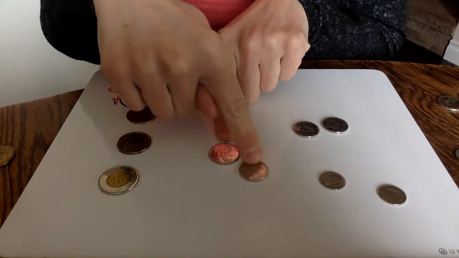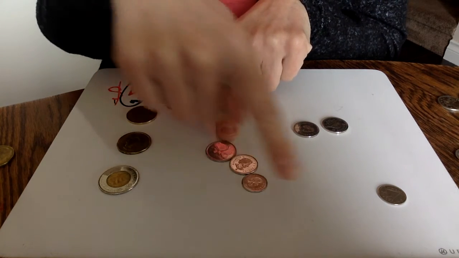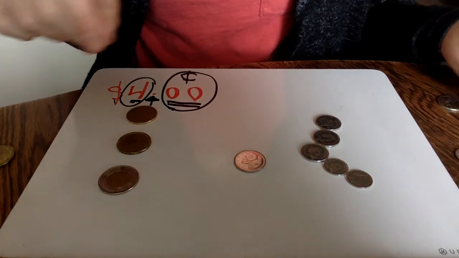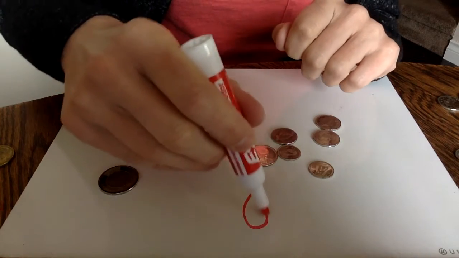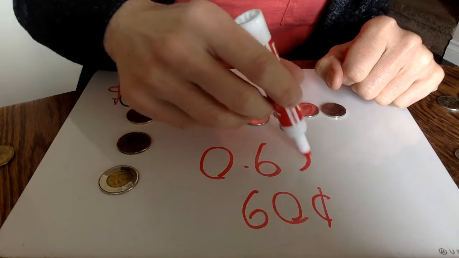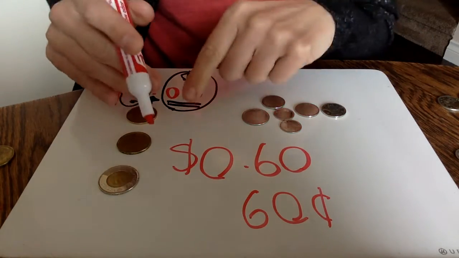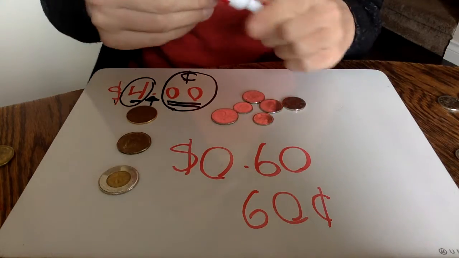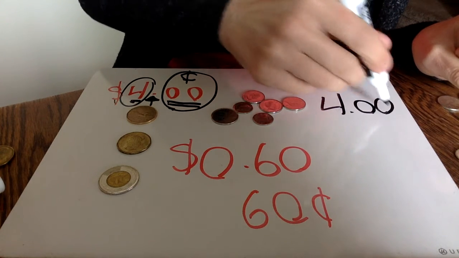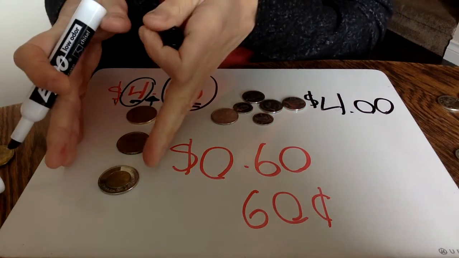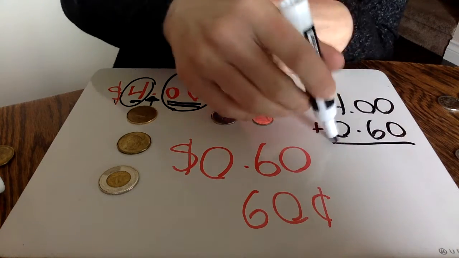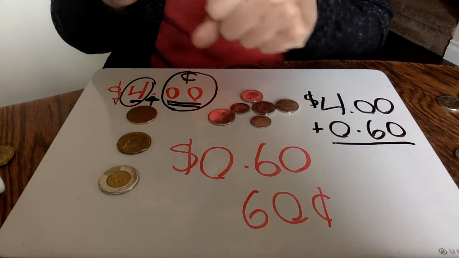Or I can do it another way. 25 cents, 30, 40, 50, 55, 60. Regardless of how we look at it, on this side we have 60 cents, or we can write it as 0.60 here. By adding these two numbers up, I'm going to show you what this looks like with my black marker. On this side I have $4. Remember, $4 here. Now I'm going to add my 60 cents here, and I'm going to figure out what I have.